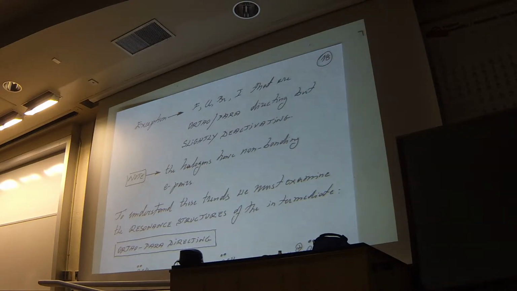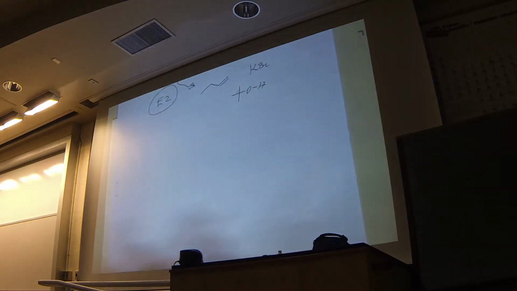The exception is because the halogens all have non-bonding electron pairs. And those non-bonding electron pairs can overlap with the pi electrons of the benzene ring. And so, as a result, the halogens do this. They're kind of push-pull substituents. Let me see if I can explain that for you so you can understand it.